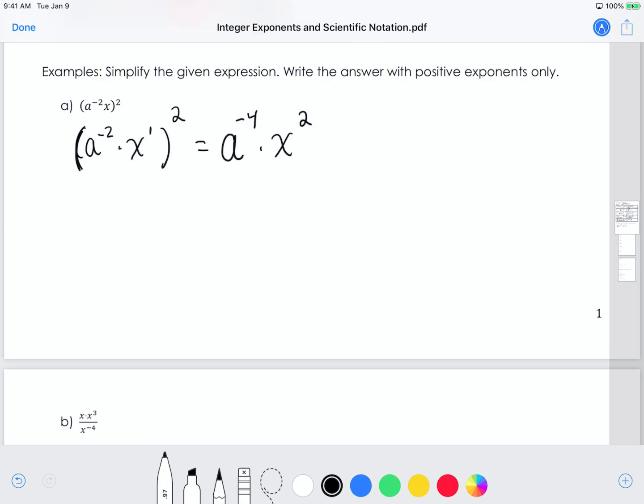Now, we're not completely finished, because we want to make sure that we write our answer with all positive exponents. So, in order to make that negative 4 exponent positive, I have to take the base and flip it upside down. I have to take the reciprocal of a. So instead of the a being upstairs, the a is now going to go downstairs with a positive 4 as the exponent. And now this will be our final answer.